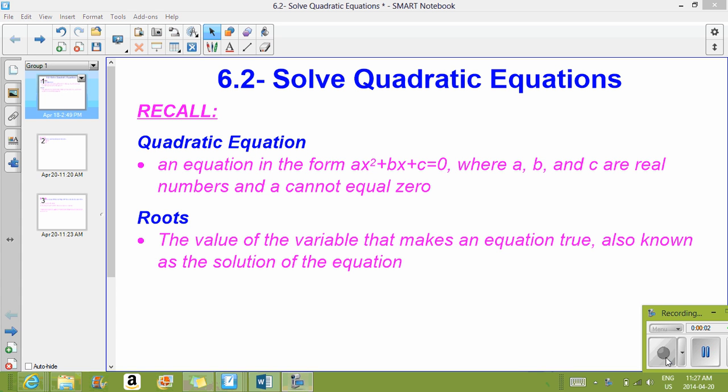So welcome everybody to 6.2. This is Solving Quadratic Equations, which is now an extension of last chapter, chapter 5, where we were learning all the strategies for factoring. So first we're going to talk about what a quadratic equation is.